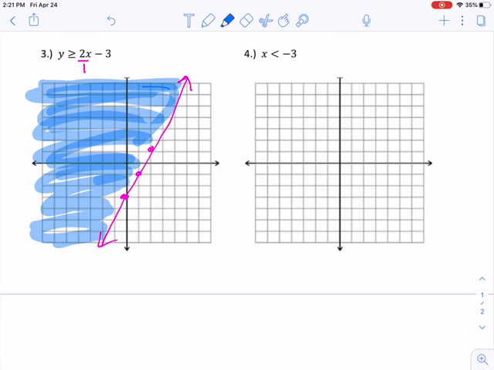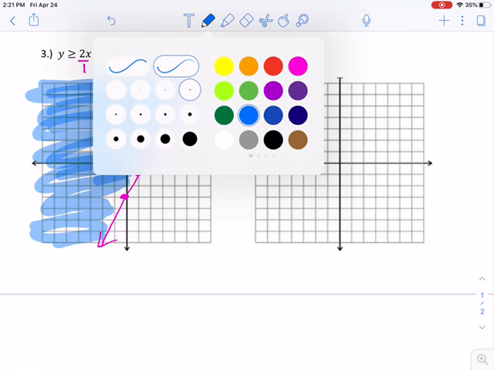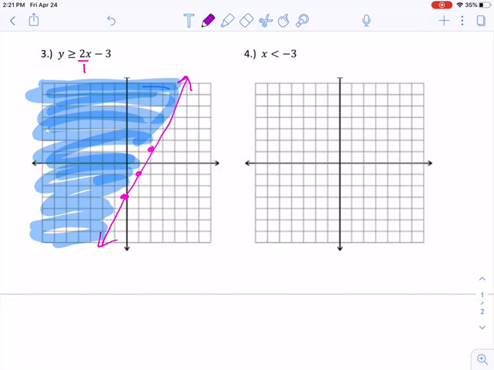What happens if we have a vertical or horizontal line? We know that if we just have an x equals, those are vertical lines. If we just have a y with no x, that's a horizontal line. So if I have the line x is less than negative 3, I'm going to go to negative 3 on the x-axis, and it's going to be a vertical line. It's a dotted line since it's just a less than symbol.